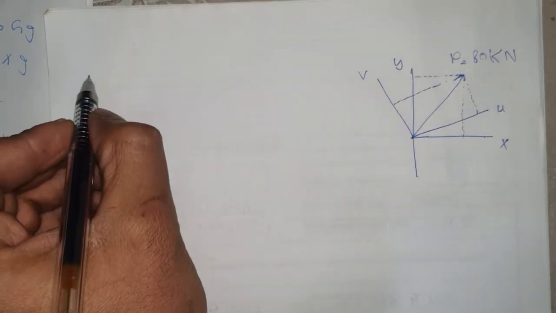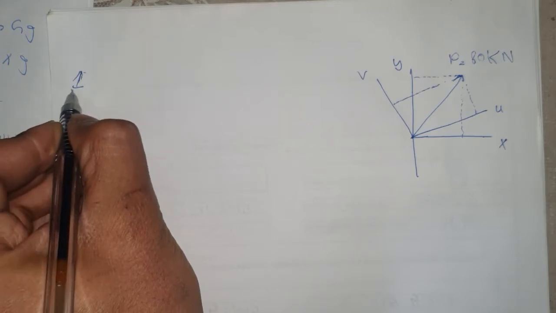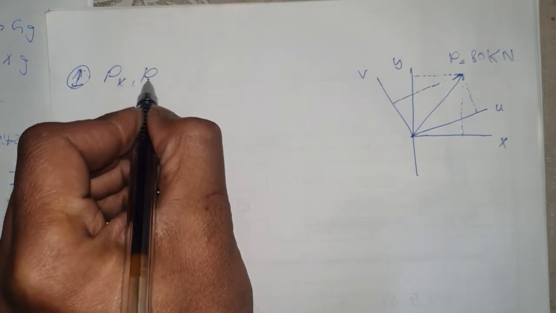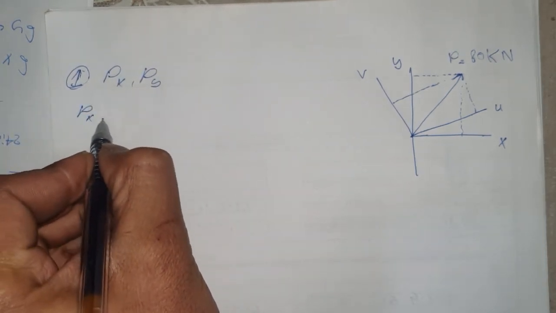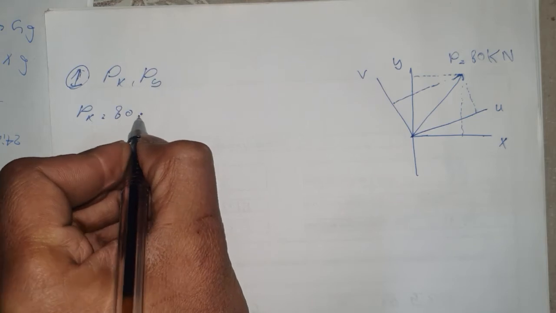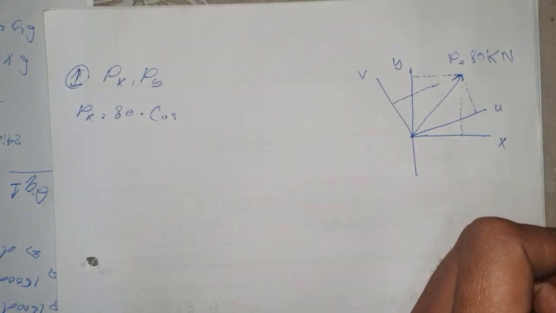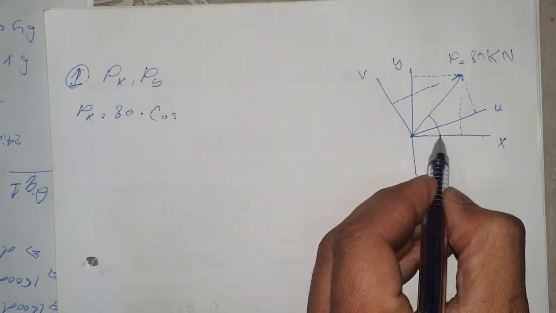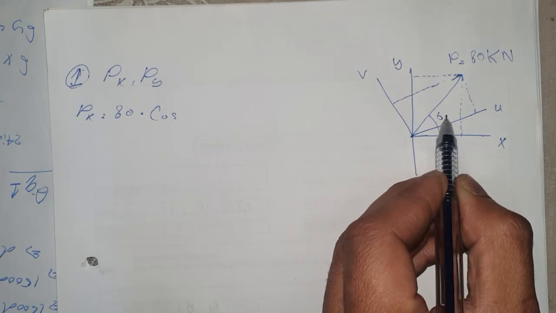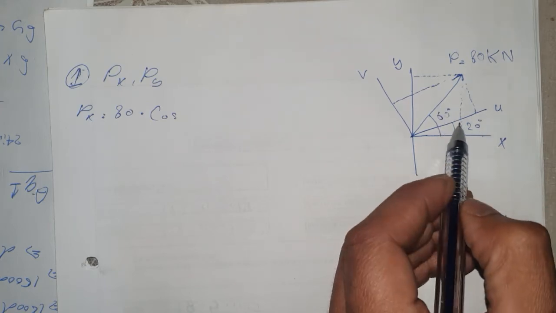First of all, we'll name this number 1 and number 2. In number 1 we will find px and py. For px, the force, 80 kilonewtons, times cosine of, and how can we find the angles? The angles are given like this. This is 60 degrees, and here we have another 20 degrees.